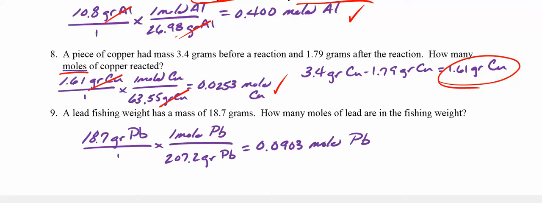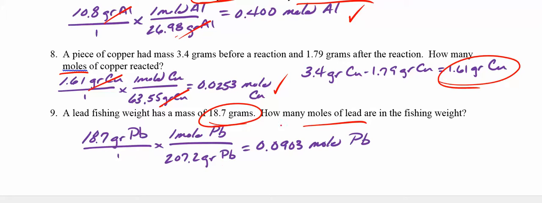It says a lead fishing weight has a mass of 18.7 grams. How many moles of lead are in the fishing weight? So I'll circle what I know. What I've been given is the 18.7 grams. I'm looking for moles of lead. So 18.7 grams of lead over 1. Grams of lead is on the upper left, so that unit goes in the lower right.